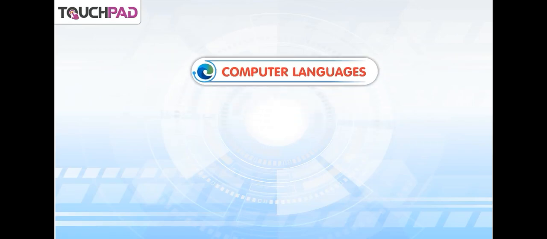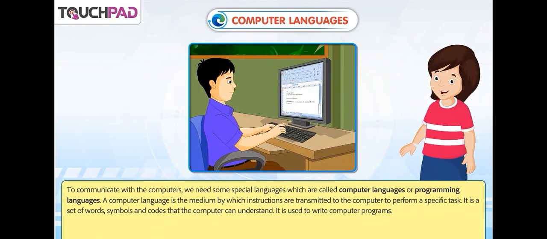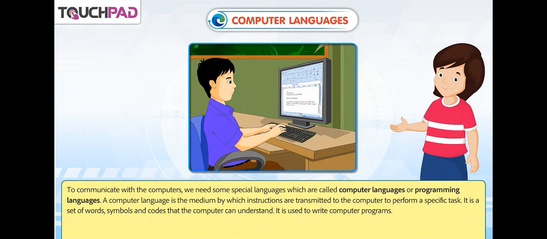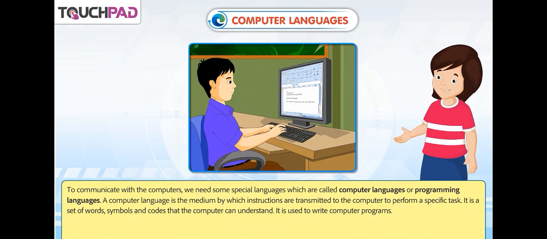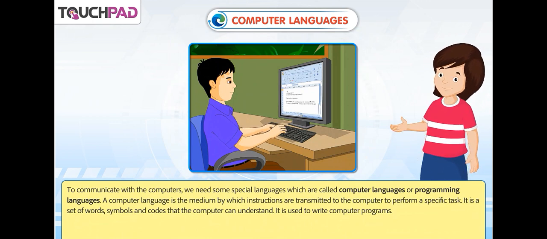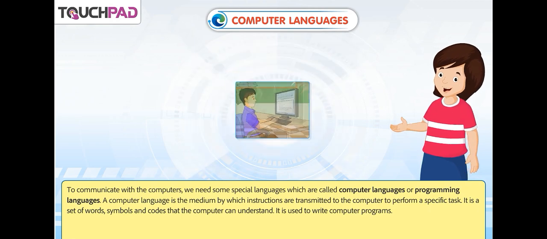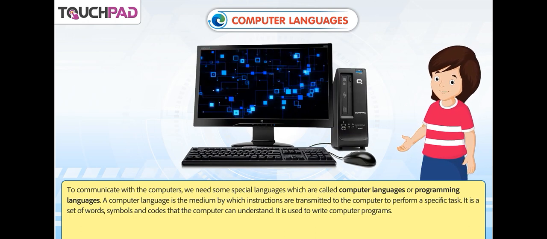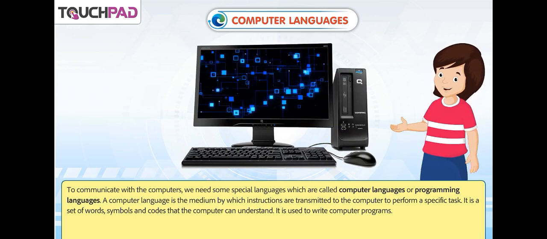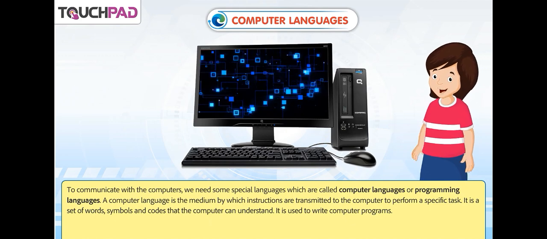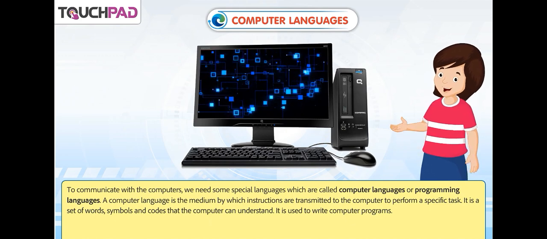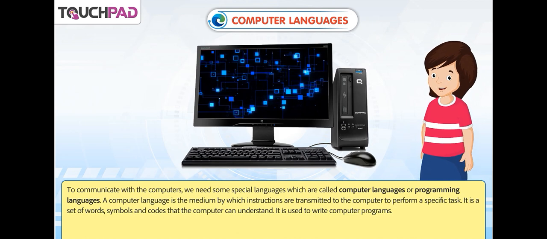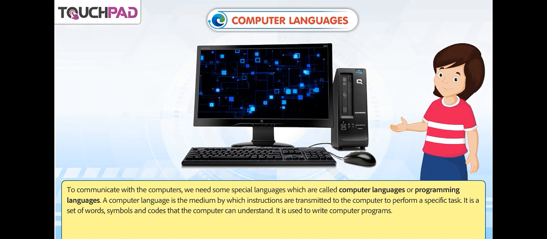To communicate with computers, we need special languages, which are called computer languages or programming languages. A computer language is the medium by which instructions are transmitted to the computer to perform a specific task. It is a set of words, symbols, and codes that the computer can understand. It is used to write computer programs.